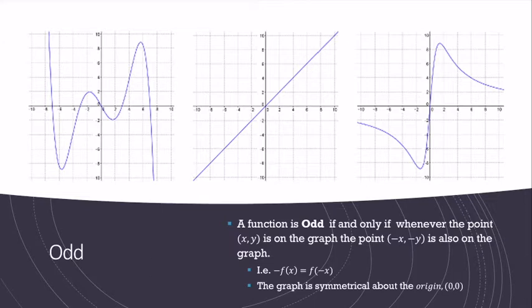A function is odd if and only if, whenever the point (x, y) is on the graph, the point (negative x, negative y) is also on the graph, okay? That means our graph is symmetrical about the origin. A good example of that is y equals x, okay? If the point (1, 1) is on our graph, the point (negative 1, negative 1) is on our graph as well.